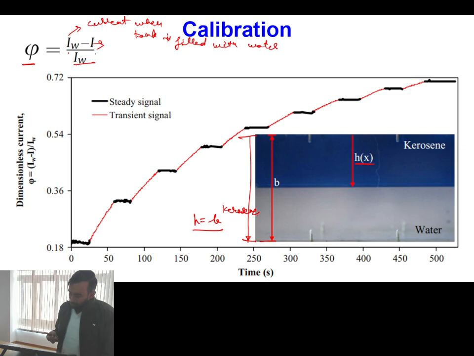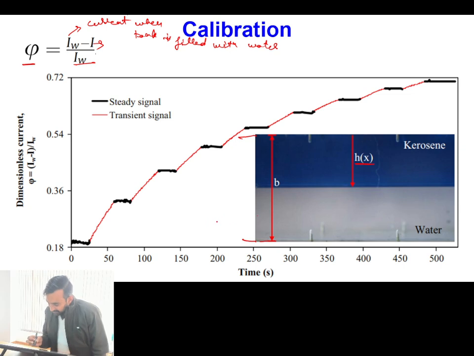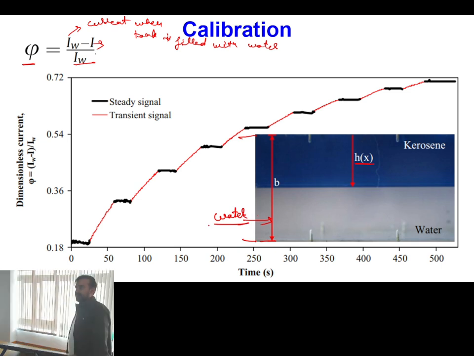So let us consider that initially the entire tank is filled with water. Once the entire tank is filled with water, H is equal to 0, and corresponding to that my voltage signal should be 0. Now what is done?